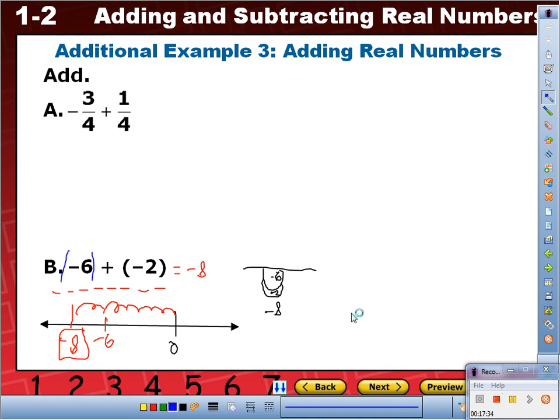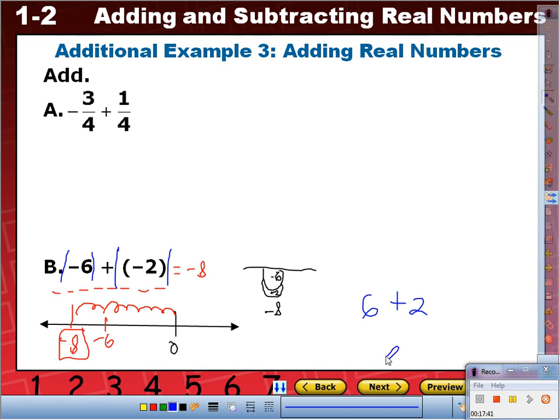Absolute value of negative 6 is 6. Absolute value of negative 2 is 2. Since they're the same sign, we add. So this is 8. And what is the sign for both of them? A negative. So this is negative 8. So far, so good? All right. So now let's do this one together.